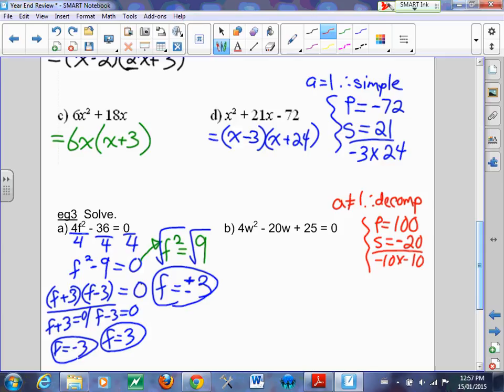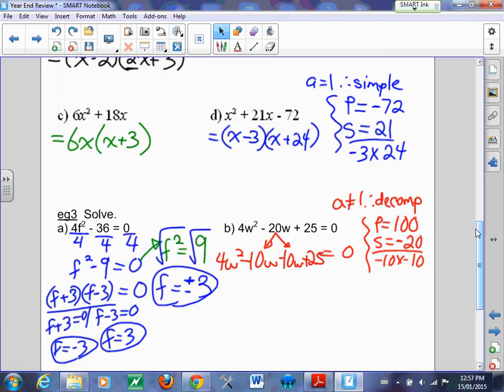But in this case, because it's decomposition, we've got to split the middle term. So we're going to go 4w squared, I apologize, get those equal signs out, because the equal sign is now with the equal 0. This helps me if I do this first. So I'm going to go 4w squared minus 10w plus 25 equals 0.